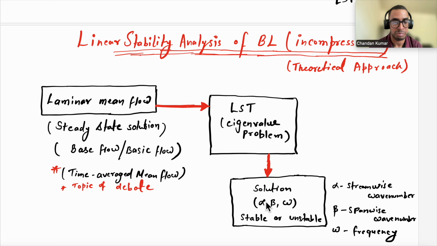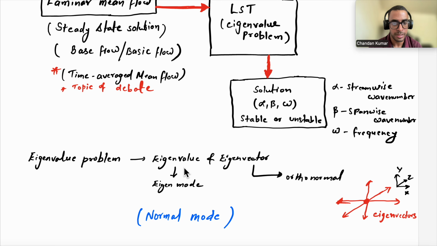So an eigenvalue problem basically gives eigenvalues and eigenvectors. The eigenvalue is also known as the eigenmode, and the eigenvector is what we get out of this eigenvalue problem. Those eigenvectors are orthonormal to each other. It means that whatever eigenvectors we get out of this eigenvalue problem are normal to each other. So sometimes this eigenvalue problem is also referred to as the eigenmode solution or normal mode solution.